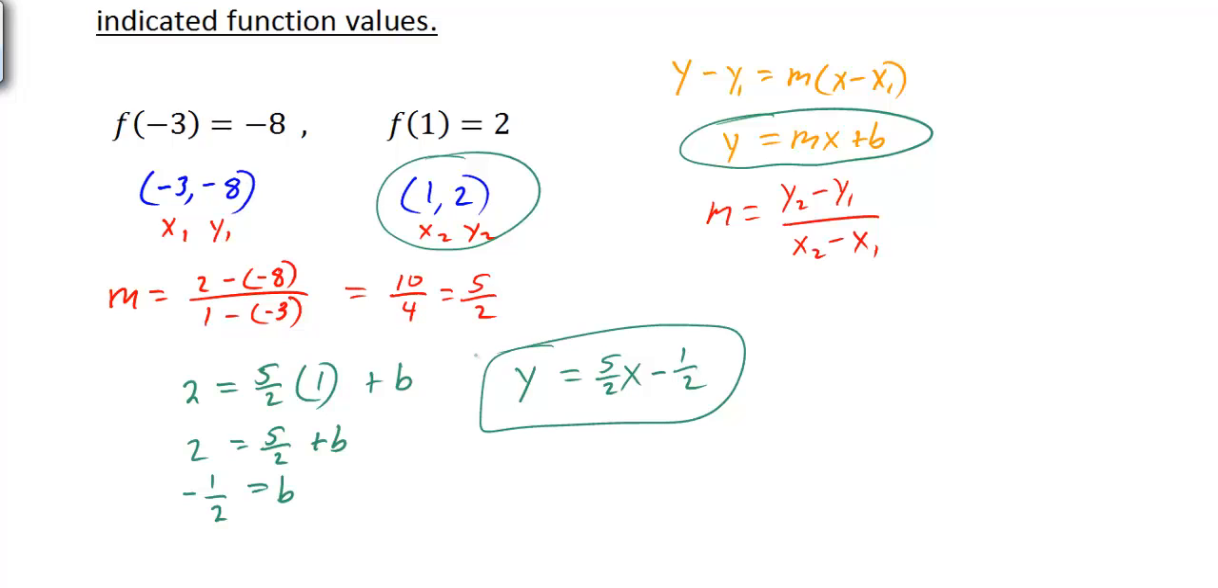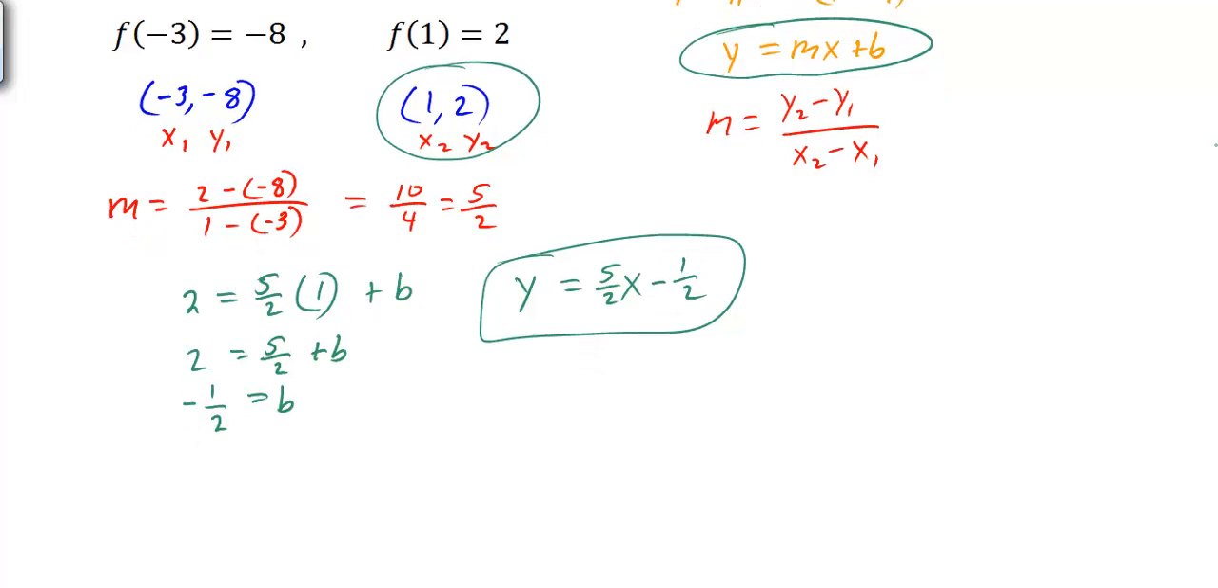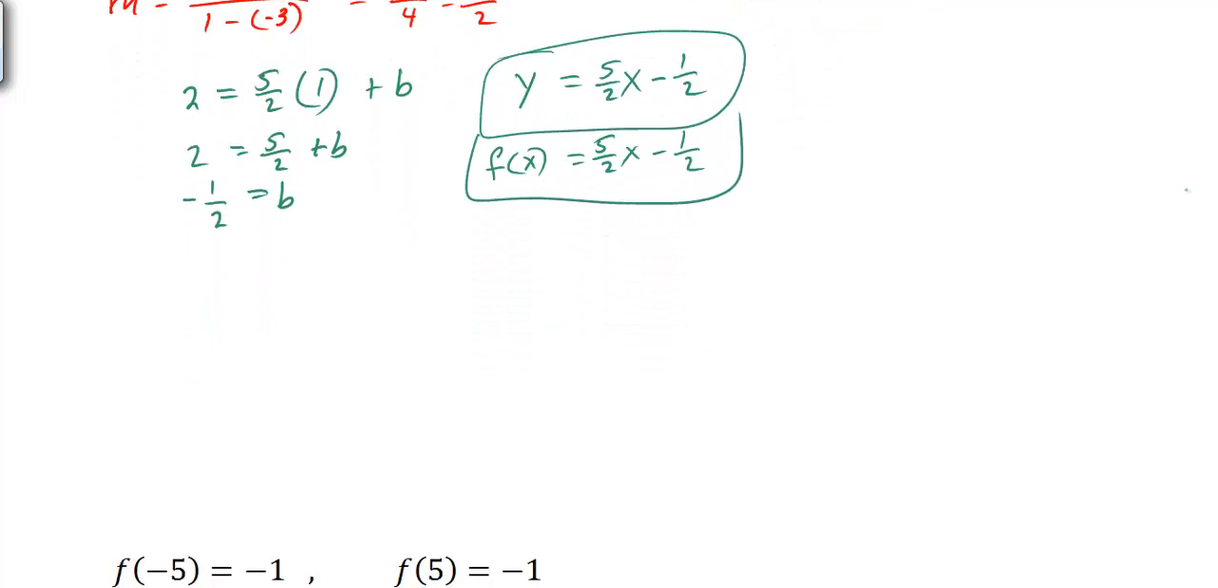And of course, if you want to write it in function notation, we could write this as f of x equals 5 halves x minus 1/2. So you could write this either way. And if we wanted to look at the graph, we could certainly use the calculator, or I'm just going to do a rough sketch here by hand.